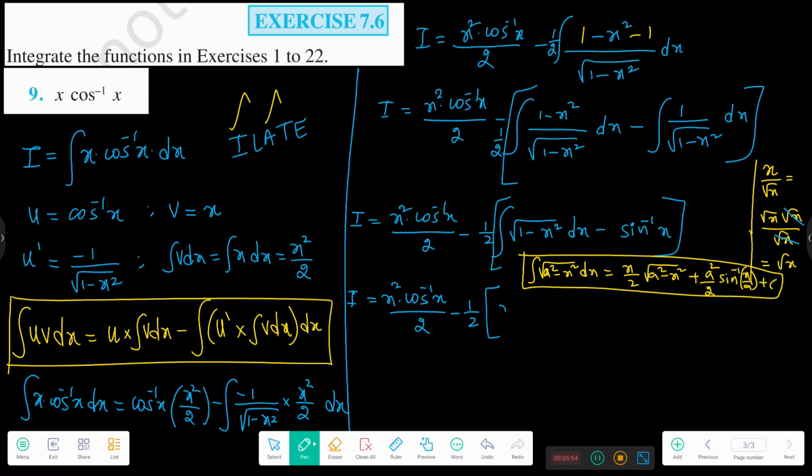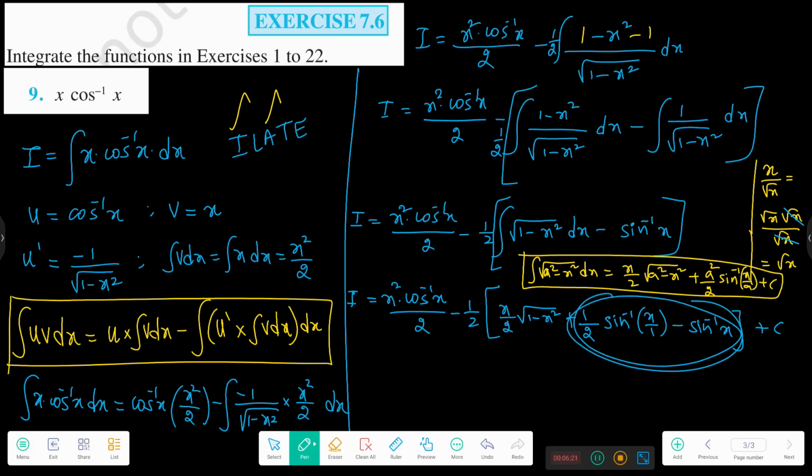So that is x divided by 2 into square root of 1 minus x square plus a square by 2, 1 square divided by 2 into sin inverse x by a, x by 1. Okay, that's it. Then this minus sin inverse you can write as it is, minus sin inverse x, overall plus c. Right, fine. Children, these together you can subtract, half sin inverse x minus 1 sin inverse x. When you subtract both, what am I getting?